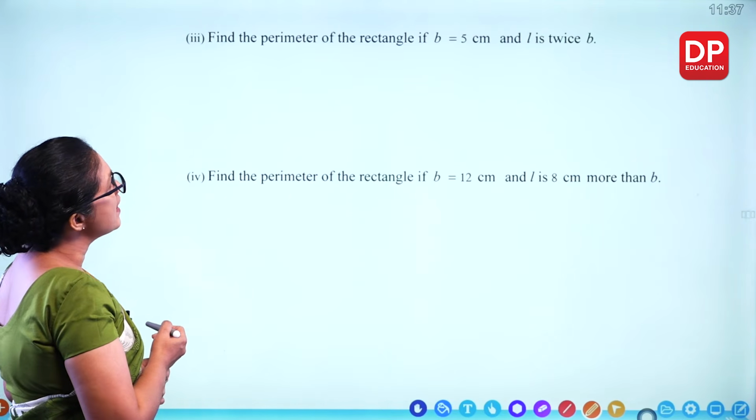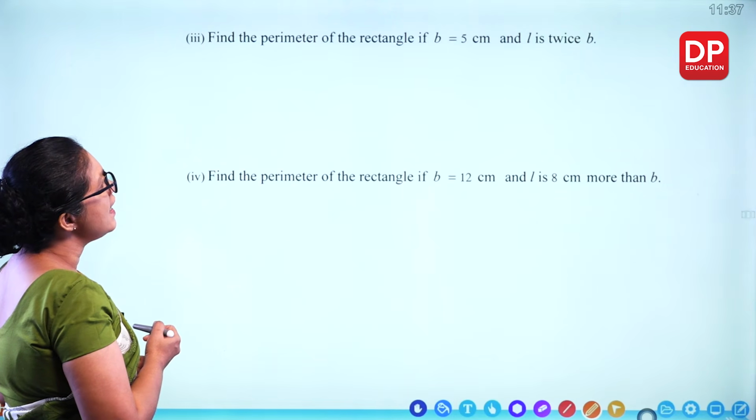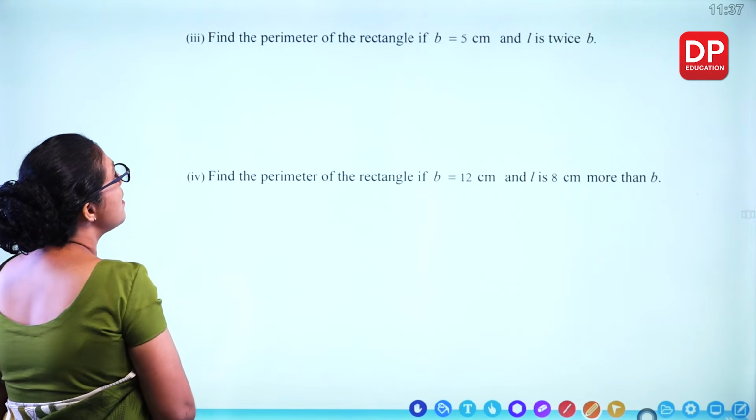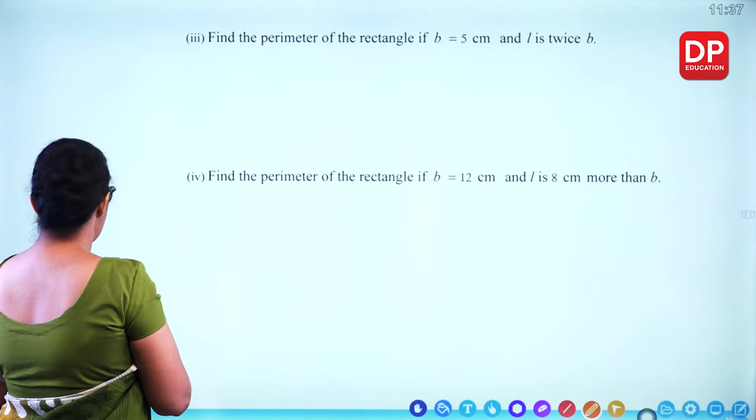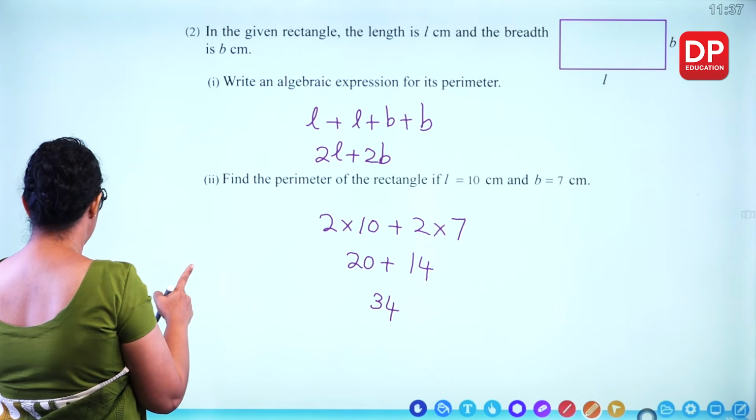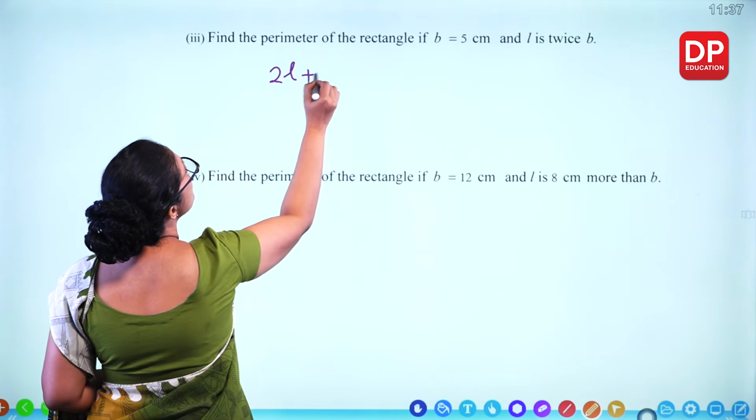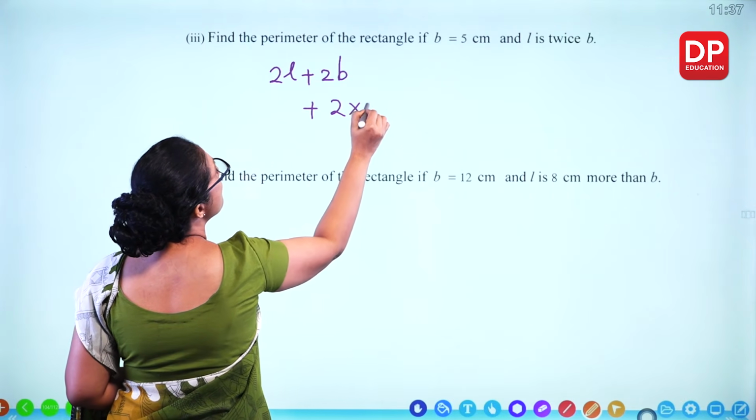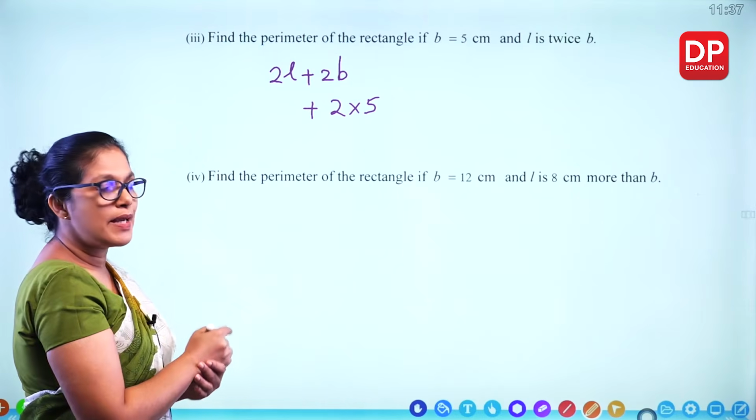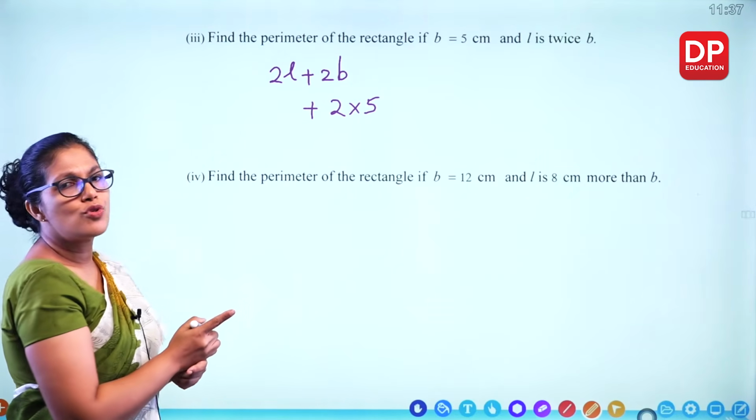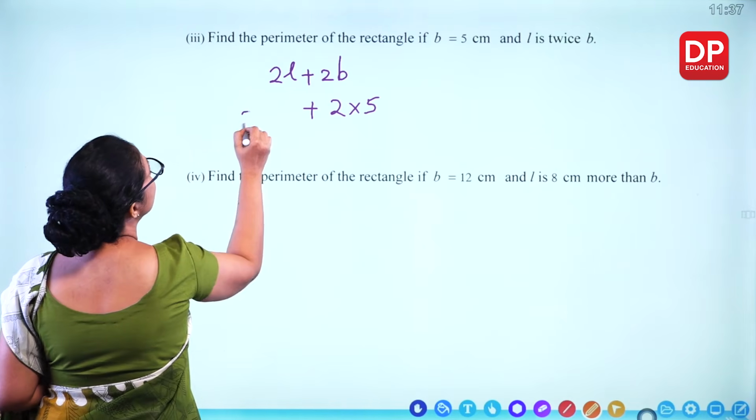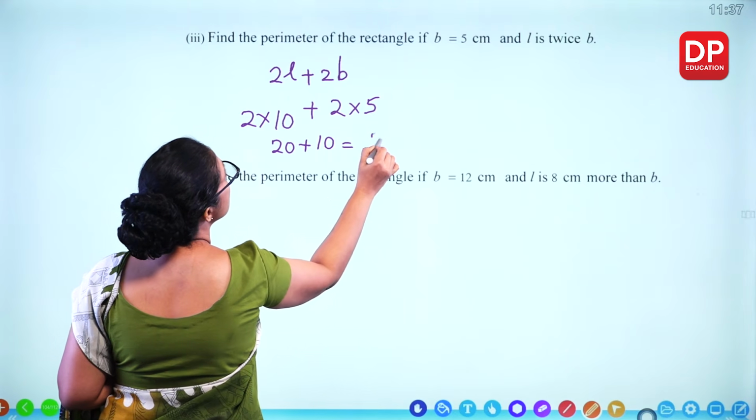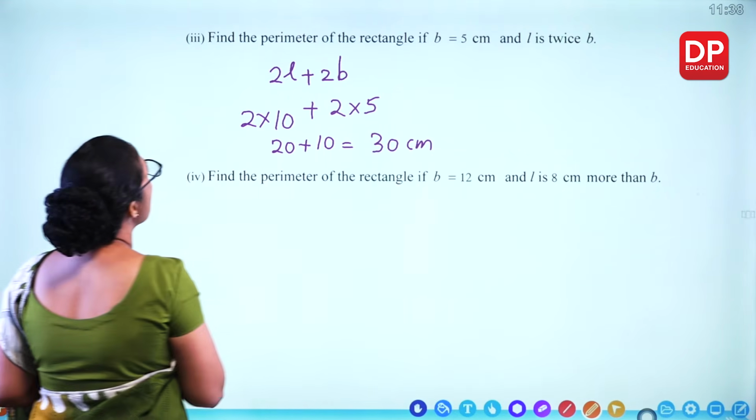Find the perimeter of the rectangle if B equals 5 and L is twice B. Now look at the previous question. B equals 5 now. So what's the perimeter? 2L plus 2B. B equals 5. So substitute 5 there. And L is twice B. So what's the value of L? 2 times 5, 10. So 20 plus 10. That's 30 centimeters.